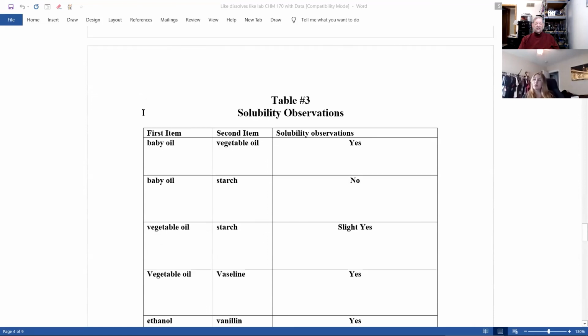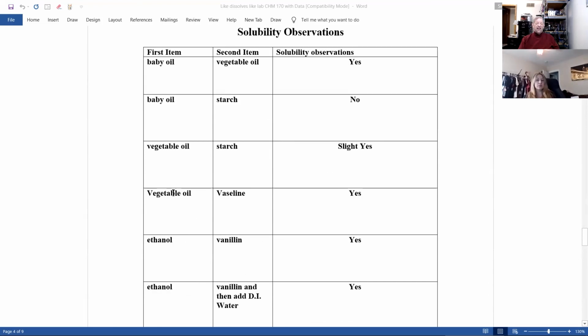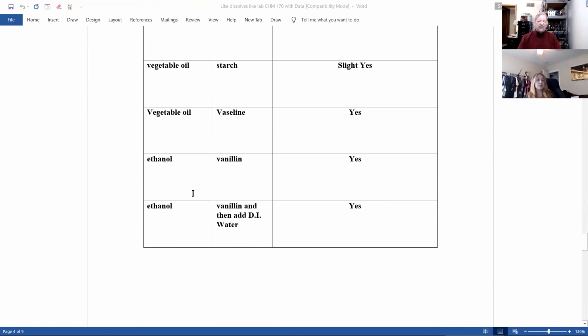And what are we mixing? Well, the first one is baby oil and vegetable oil, baby oil and starch, vegetable oil and starch, Vaseline and vegetable oil. Why you'd want to do that, I don't know, but it was interesting to come up with these pairs, ethanol and vanilla, and ethanol, vanilla, then add DI water. The last two, if you're not sure, if you have in your house a bottle of vanilla extract, look at the ingredients.